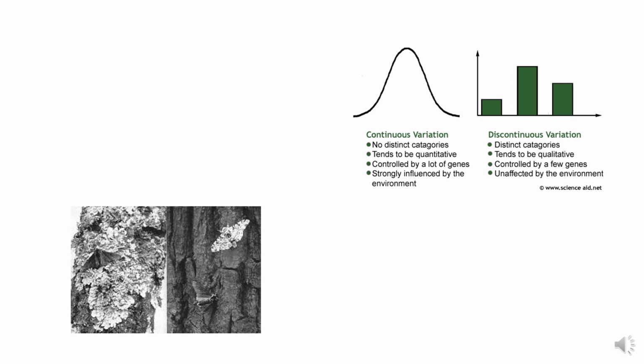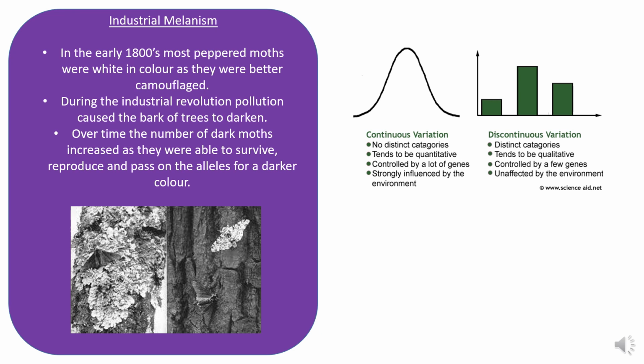Okay, final slide. Industrial melanism, lots of you will have come across this before, and this is where there were a number of moths in the 1800s. There were black moths and there were lighter speckled moths. Now, in this picture here, this is the bark of the tree in the early 1800s. You can see that it's quite white and speckled, and therefore the moths are camouflaged. If you look very closely, this here is a white moth, so it's actually really quite difficult to see. And this here is a black moth, which is far easier to see on that speckled bark.